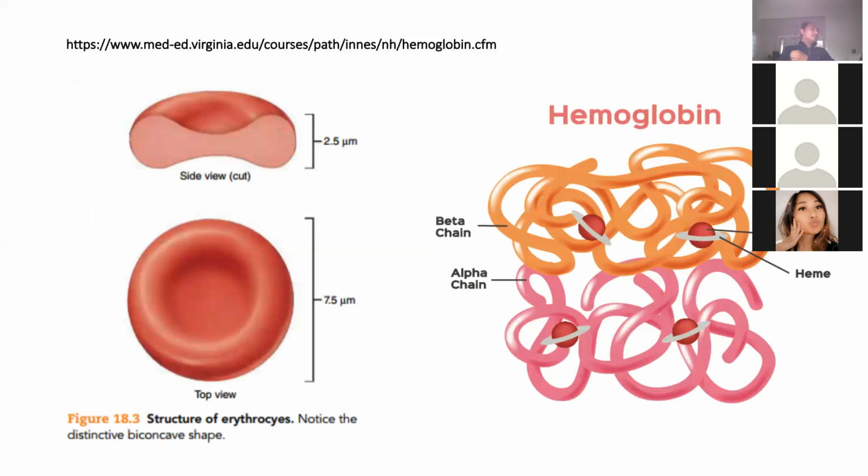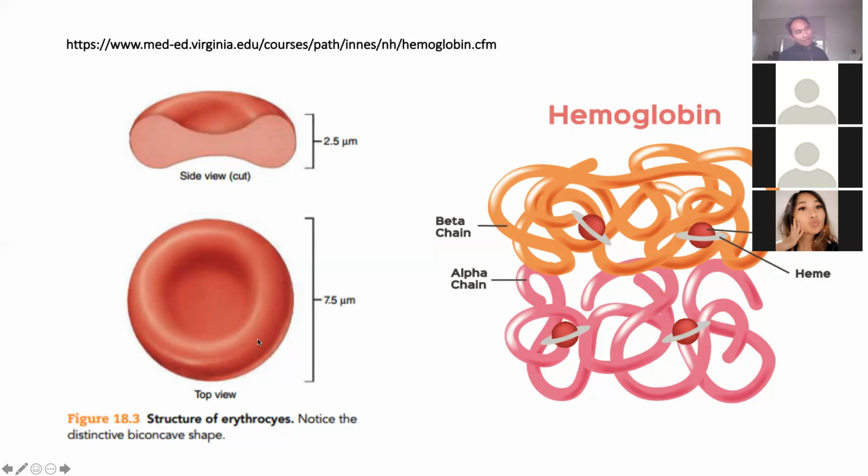So this is biconcave. One cave here, another cave here. Concave on both sides. On the other view, it is a circular structure with a central dimple here. Why is that? Because its proteins are placed in the periphery, not in the center.